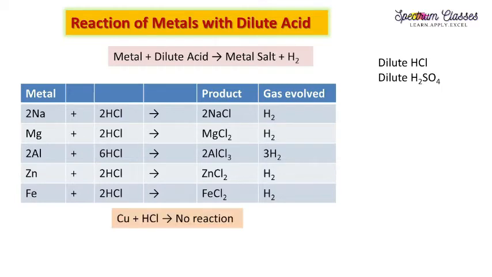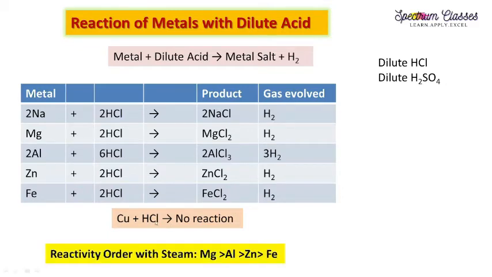Now, the important thing is that metals up to iron react with HCl, but copper does not react with HCl. Now the reactivity order, I hope you will do by yourself: sodium, magnesium, aluminium, zinc, iron. Since sodium is not given in your book, I left that, but it may be there. So magnesium, aluminium, zinc, iron.